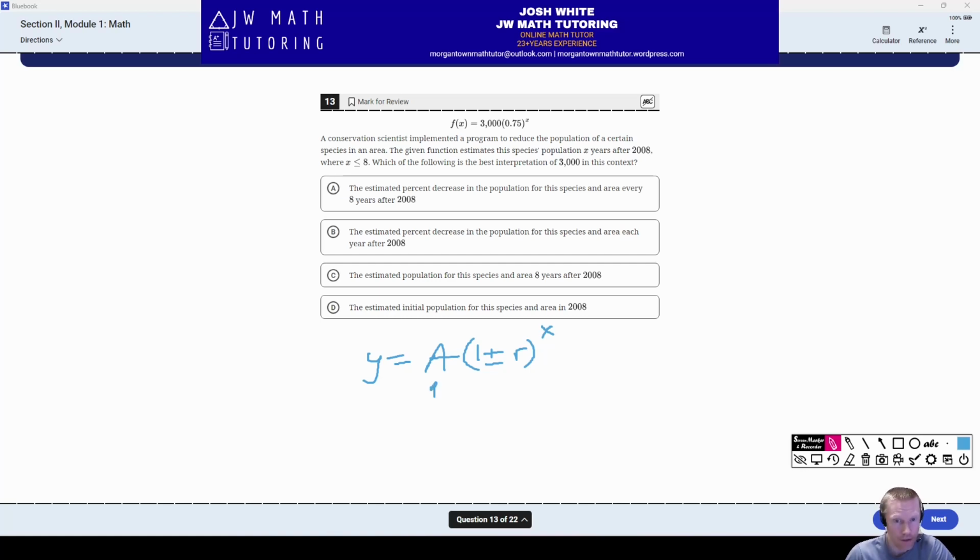And a, the number out in front of the parentheses, is always your initial amount or starting amount. So that's what the 3000 represents in this problem. 3000 represents the estimated initial population in 2008, i.e. when this population reduction program, whatever it was, went into effect. So therefore, the correct answer for this is just going to be letter D.